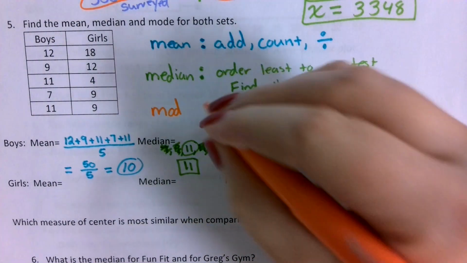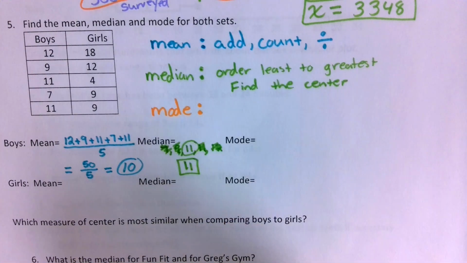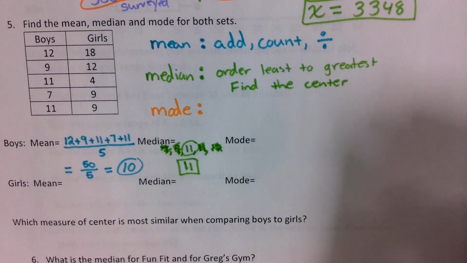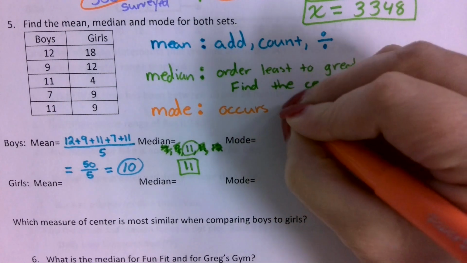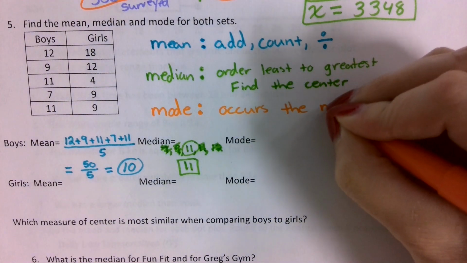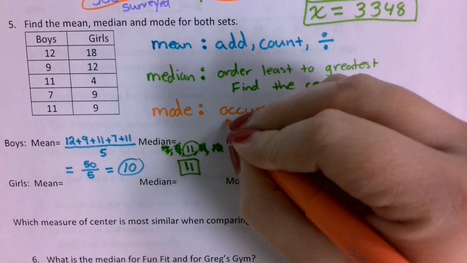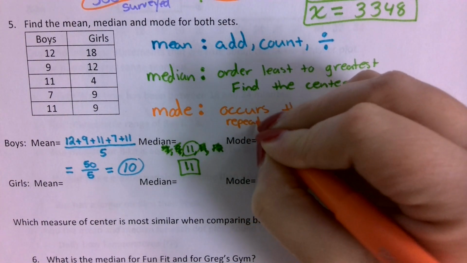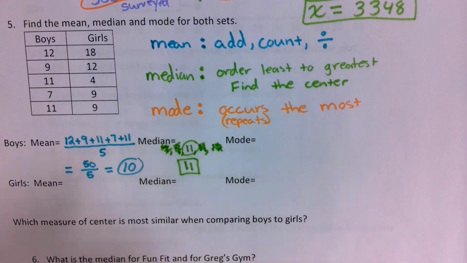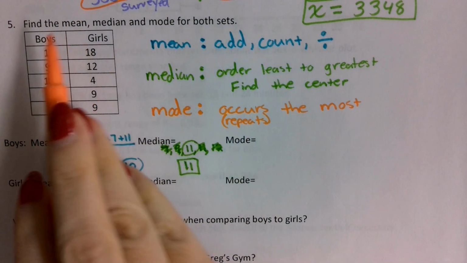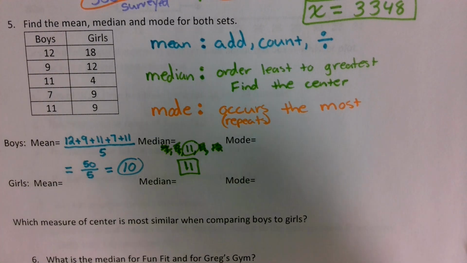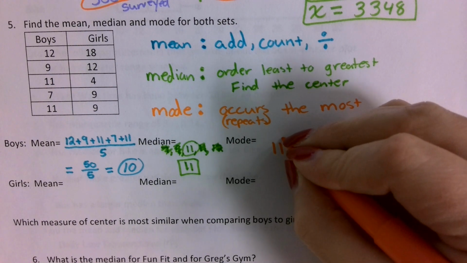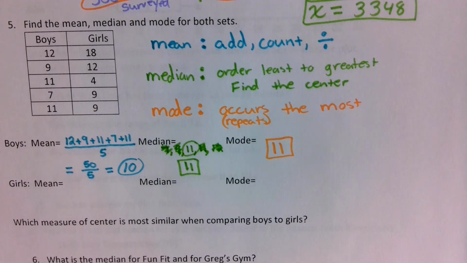Okay, mode. Who can remember what is mode? What is mode, Abdullah? The most, right? Yeah, mode is most. It occurs the most or repeats the most. So out of the numbers for the boys, do we have a number that repeats? Yes. Which number, Vincent? 11. Very good. 11 is the only one that repeats. Okay?